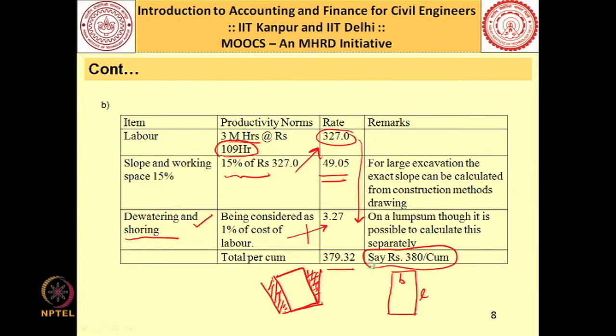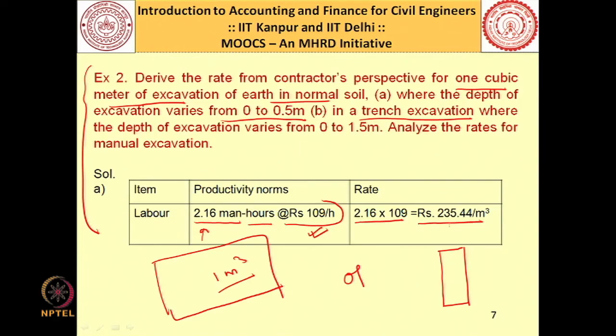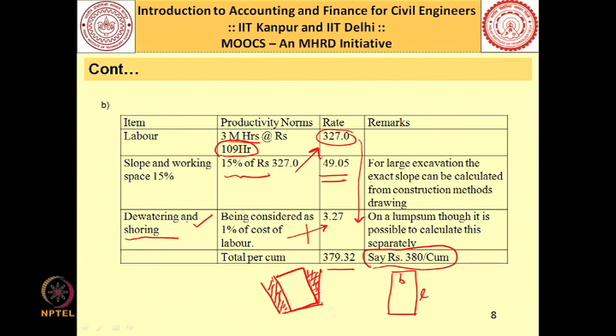So, if you remember, for open excavation we are getting the rate as about 235 based on this assumed productivity norm, and for trench excavation I am considering a productivity of 3 man hours and I am getting a rate of 380 per cubic meter.